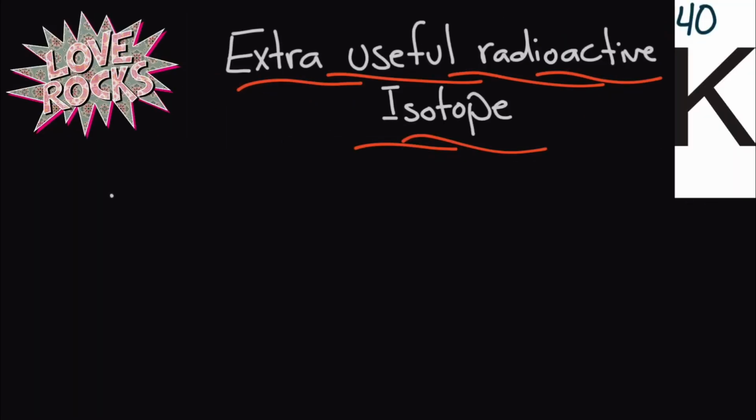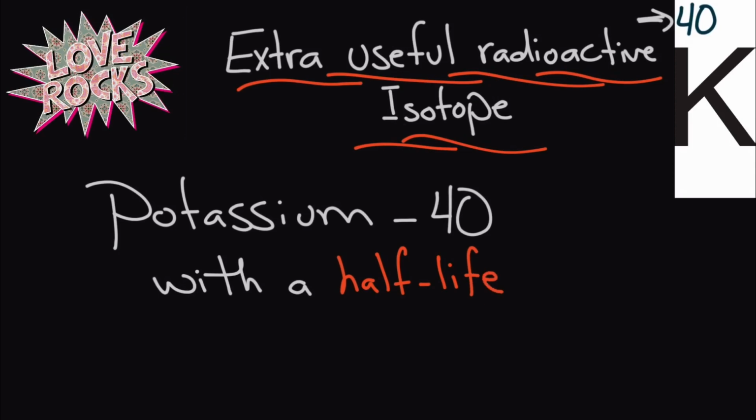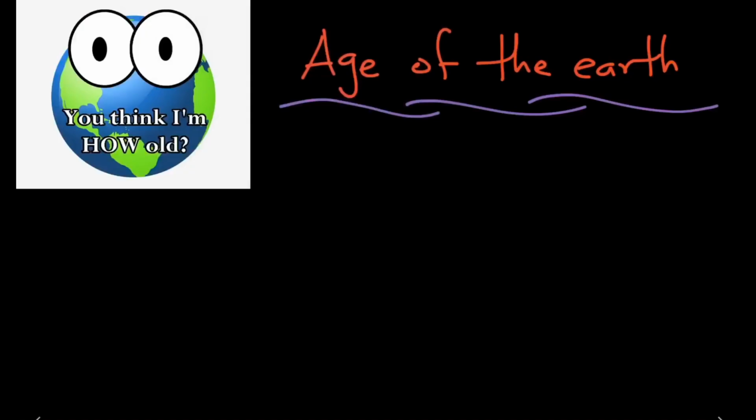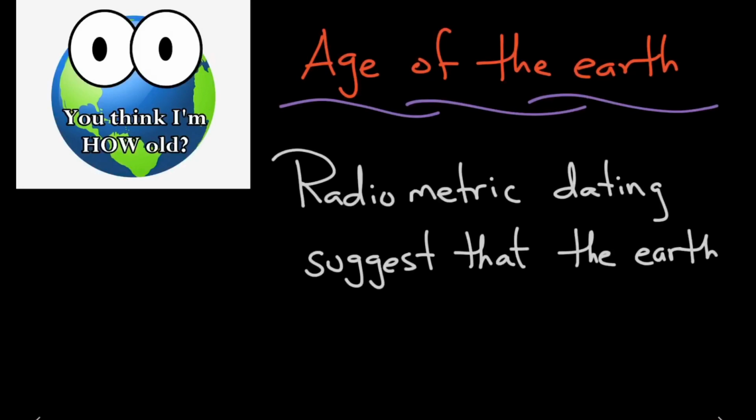Let's extend ourselves a little bit further and talk about an extra useful radioactive isotope, which is potassium-40 or K-40. This specific isotope has a very long half-life, which helped in determining the age of the Earth. It has a half-life of 1.25 billion years. You might be wondering now how old is the Earth. So radiometric dating suggests that the age of the Earth is around 4.54 billion years old.